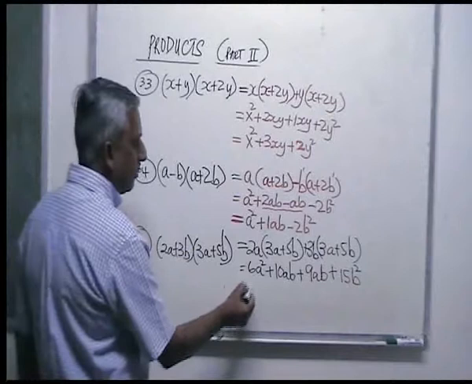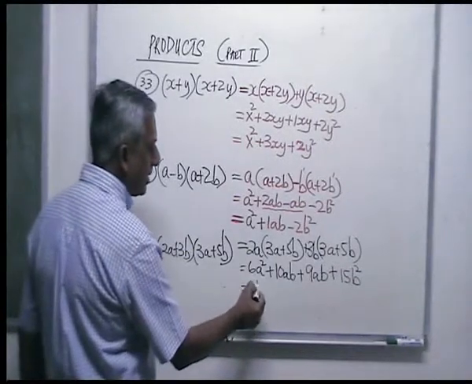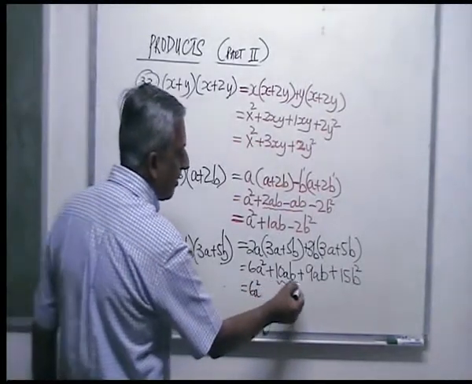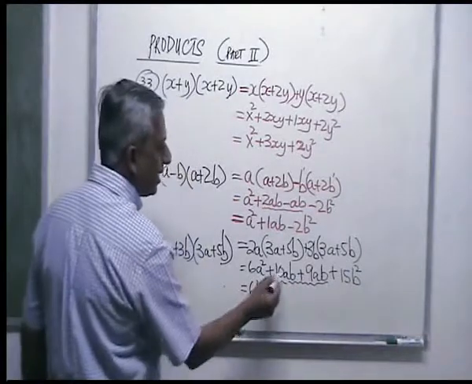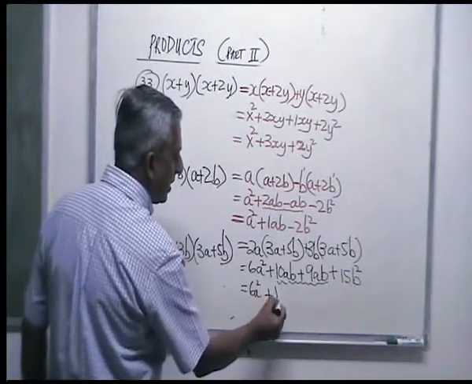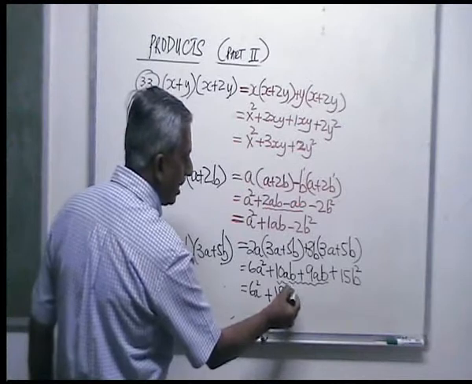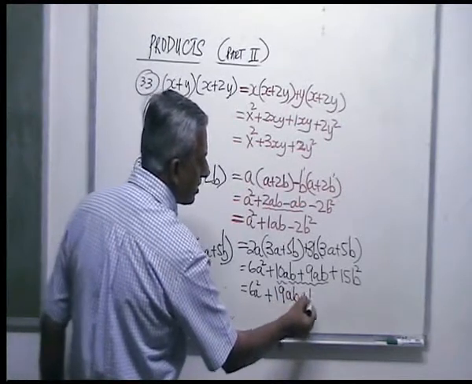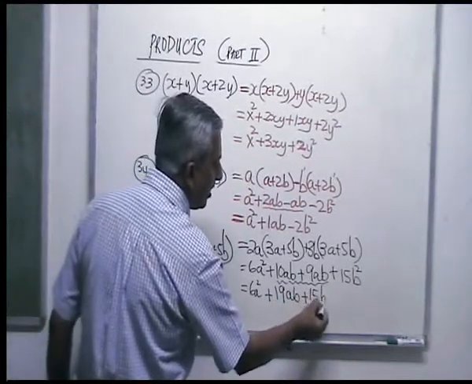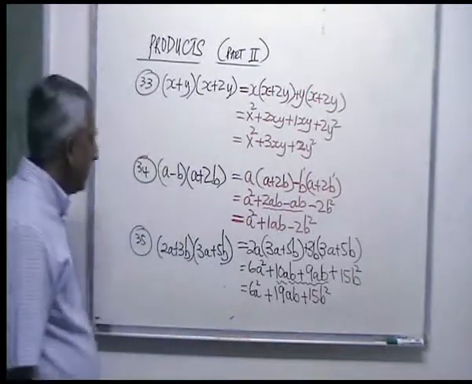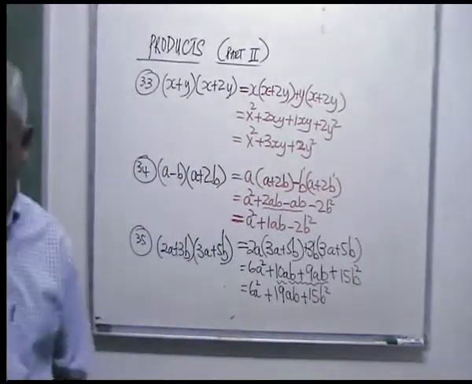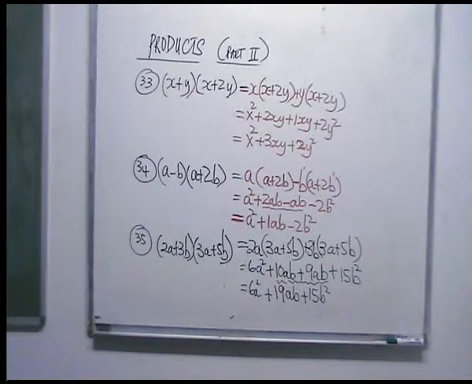And then bring down the 6a squared. And here you have like terms. 10 plus 9 will give you 19ab, plus bring down the 15b squared. Alright, so that's your answers for number 33, 34 and 35.